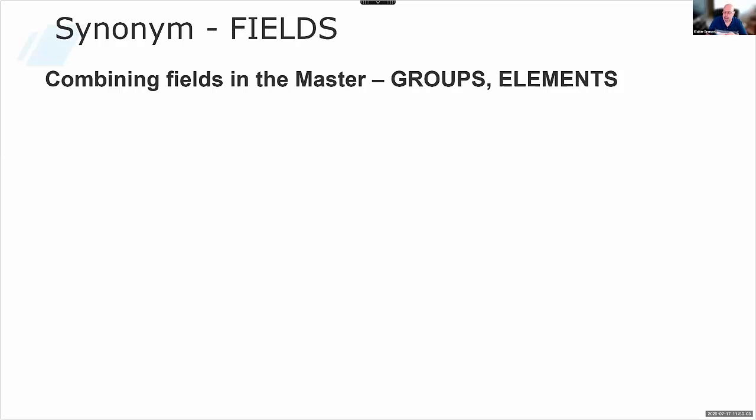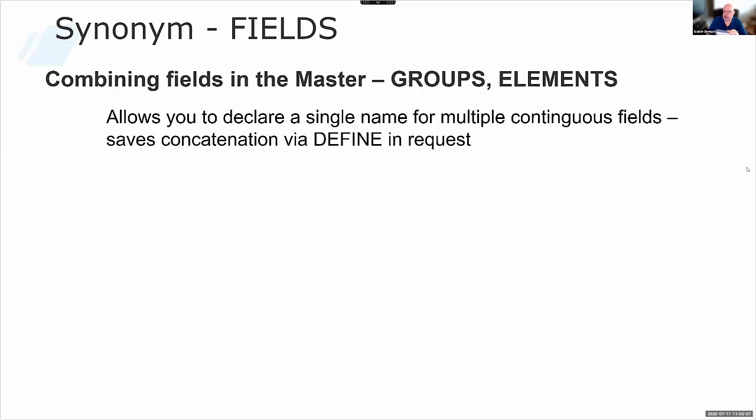All right, we're going to talk about combining fields in the master. So if you have 2 fields, you have last name and first name, and you want to combine them into one field called name, you could do that easily in the define. Define full name equals last name concatenated with first name. Or you could do it in the synonym as long as the fields are stored directly next to each other.